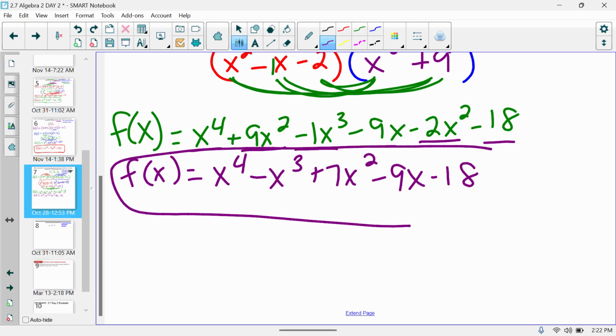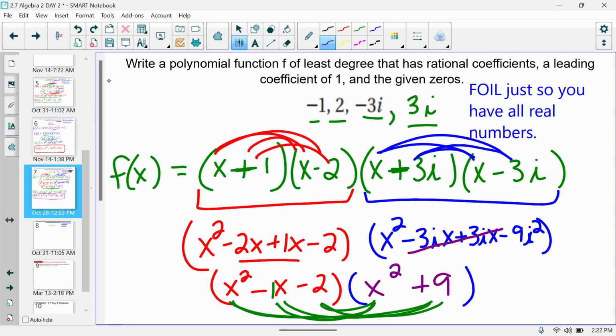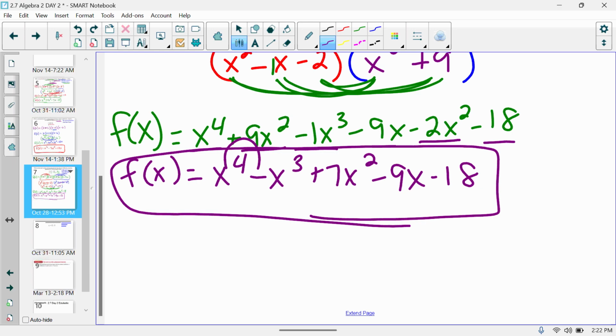Again, very easy to check your answer. Well, actually, if you did plug this in your calculator, you're only going to see it cross the x-axis at negative 1 and 2, right? Because the other two solutions are imaginary. But again, our polynomial is degree 4 since it has 4 solutions. Questions on that one at all?